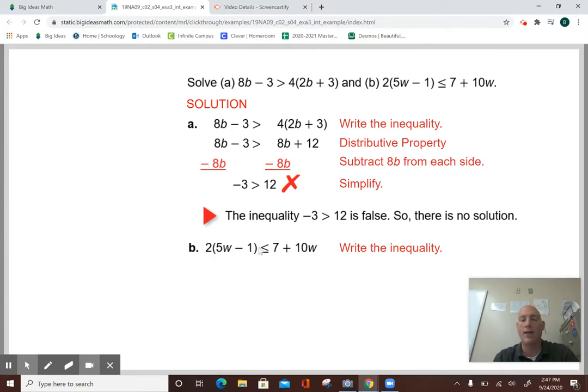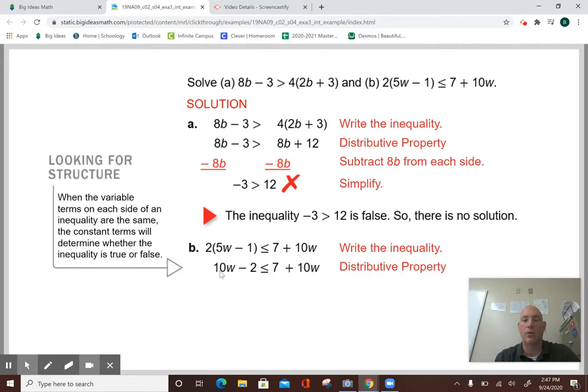Well, I know I'm going to have distribution here because I have my parentheses. So it's 2 times 5w and 2 times negative 1, which gives me 10w minus 2 less than or equal to 7 plus 10w. Now I'm going to get rid of my variables. Minus 10w on each side. Negative 2 less than or equal to 7. I am now staring at a true statement. I'm looking at negative 2 less than or equal to 7.